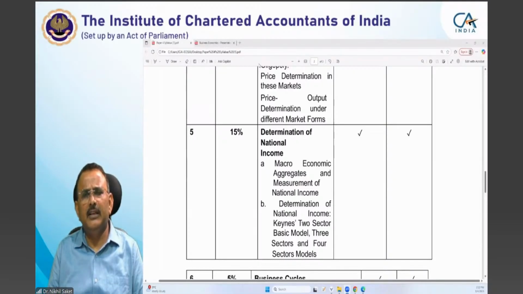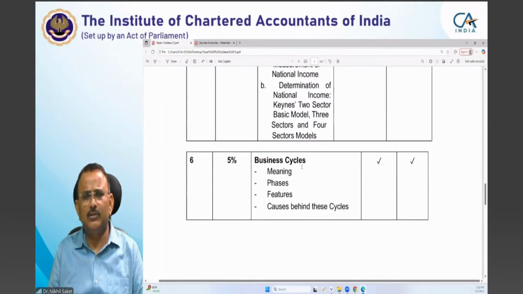So what is MPC, what is MPS, MPC plus MPS is equal to what? This type of simple formula is asked. What is autonomous consumption? What is multiplier? So generally focus on these concepts, which have already been explained in your study module. Now, it again carries a 15% weightage. So this chapter is also very important.